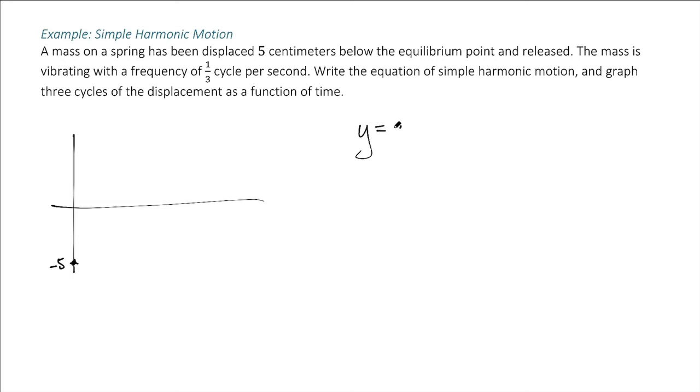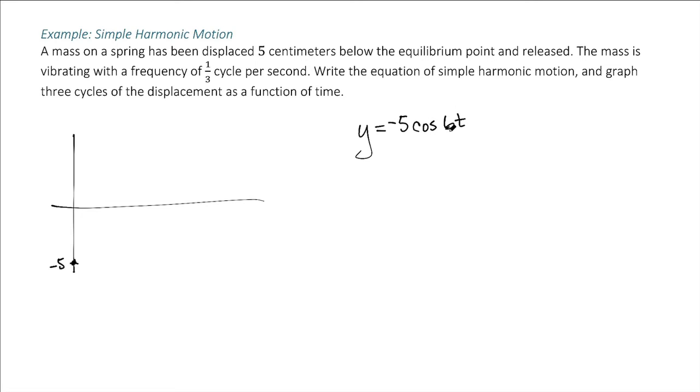So I have y equals a cosine of bt. A, I know, is going to give me the amplitude or maximum displacement from my equilibrium, which is here at 0. Because I'm starting at -5, I'm going to choose A to be -5.